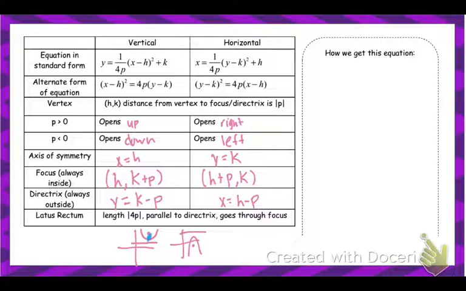All right, so what I want to show now is how we get this 1 over 4P equation, because that's what we're going to use for this focus and directrix. So in order to figure out where this comes from, we're going to use the distance formula.